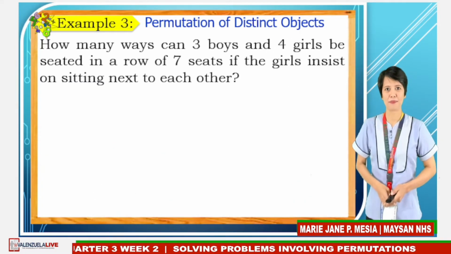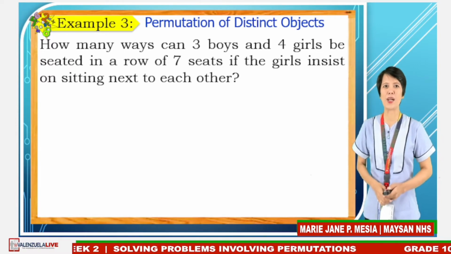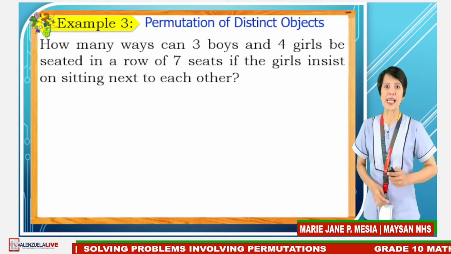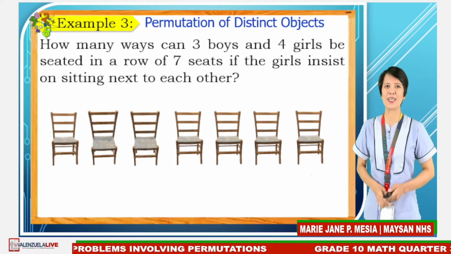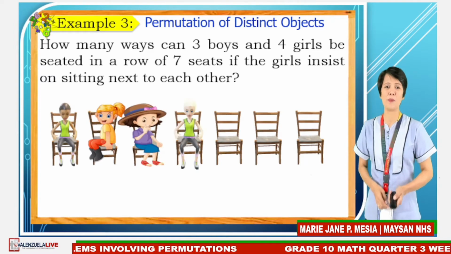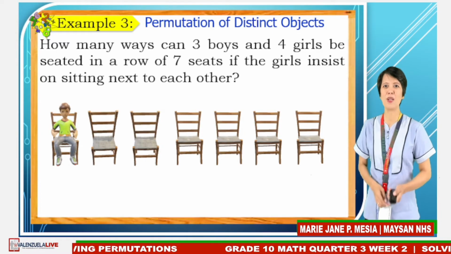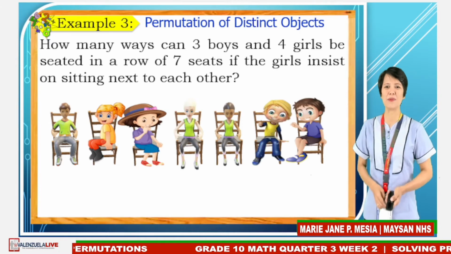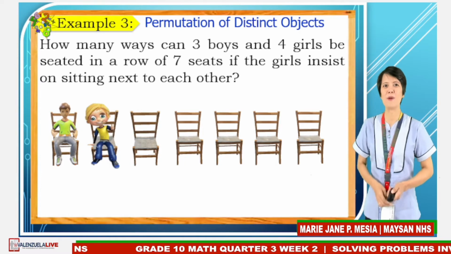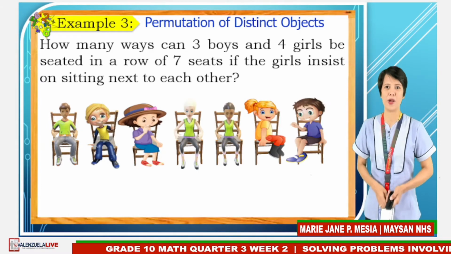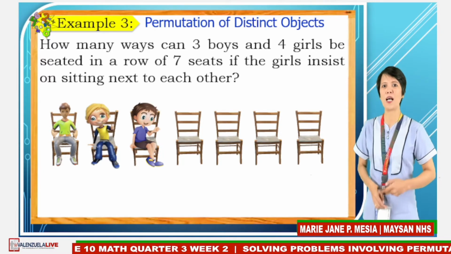Example number 3. How many ways can 3 boys and 4 girls be seated in a row of 7 seats if the girls insist on sitting next to each other? First, you may consider seating a group of girls in a row followed by boys. Then, a boy may occupy first in the row followed by the group of girls and the 2 boys. Or 2 boys may occupy the first 2 seats from the row followed by the group of girls and a boy. Or the group of boys may occupy the first 3 seats from the row followed by the group of girls.